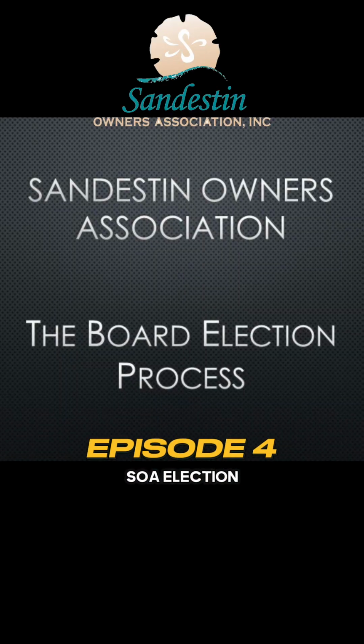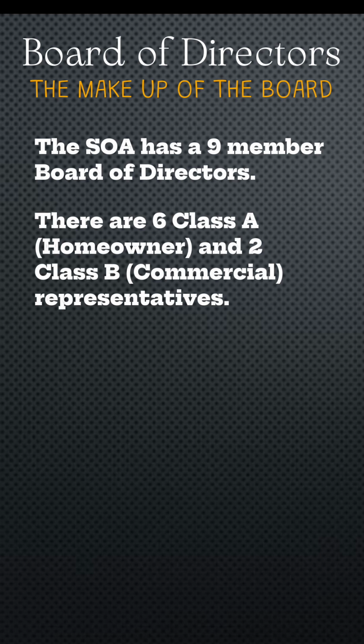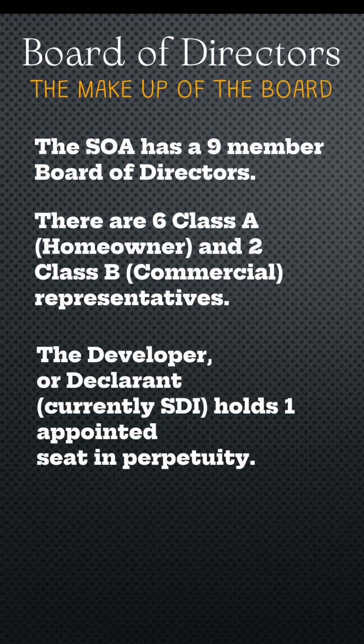On today's episode of Tom Talks, we're going to dive a little bit into the SOA board election process. Now, the board is made up of 9 members. 6 of those members are Class A homeowners, and 2 are Class B commercial representatives. The declarant, or the developer, which is currently SDI, holds 1 seat in perpetuity, and each year prior to the annual meeting, the declarant is to notify the association of who that person is.